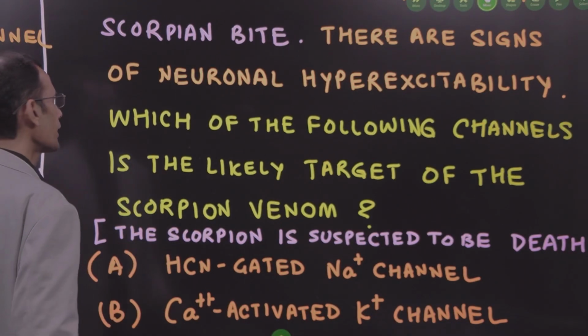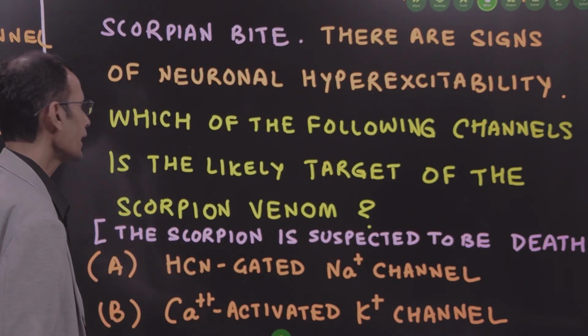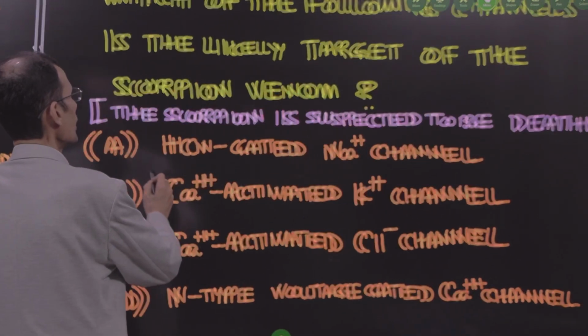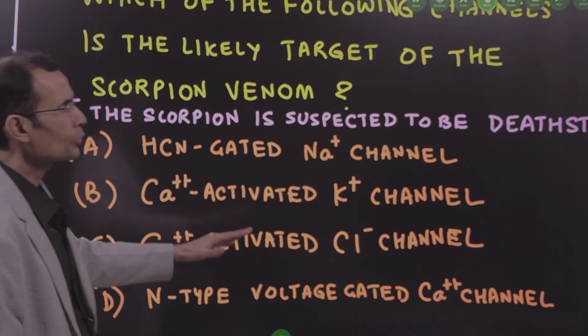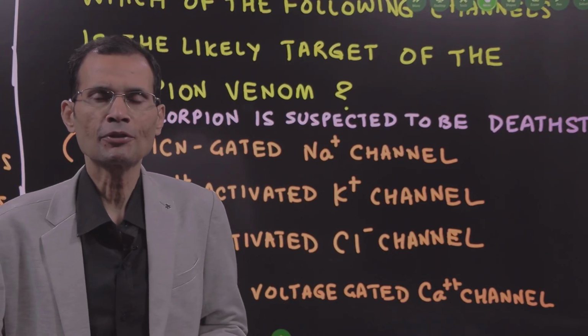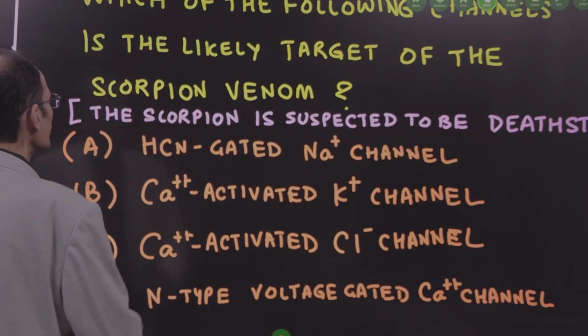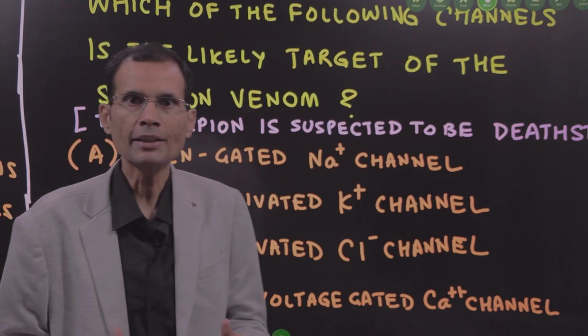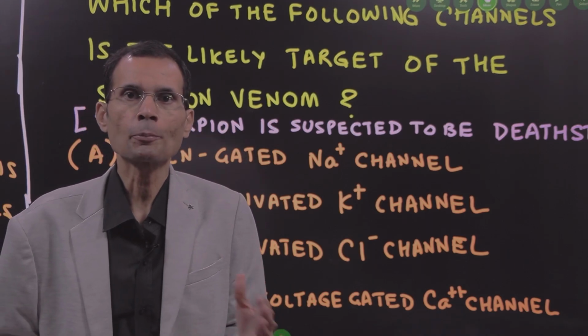Which of the following channels is the likely target of the scorpion venom? That's the question. The scorpion was suspected to be the death stalker. It's a very deadly type of scorpion. So the question was, which channel is targeted by this particular scorpion venom?